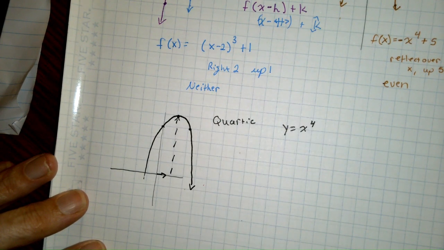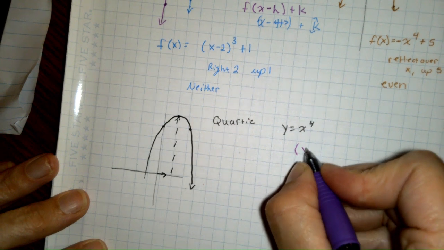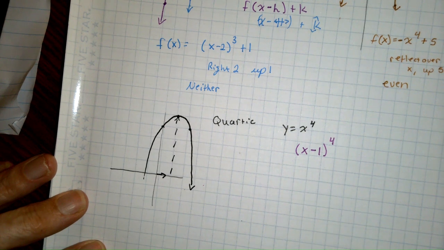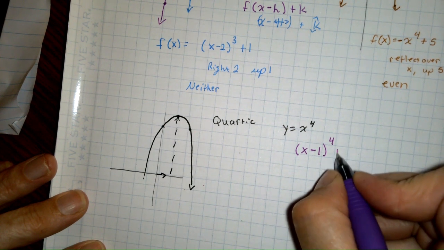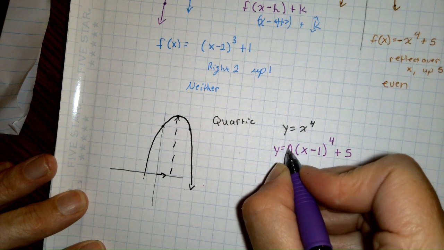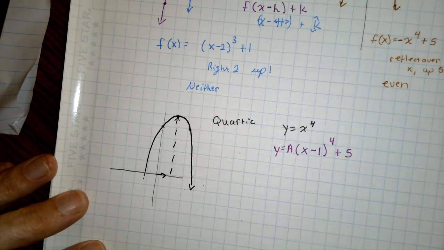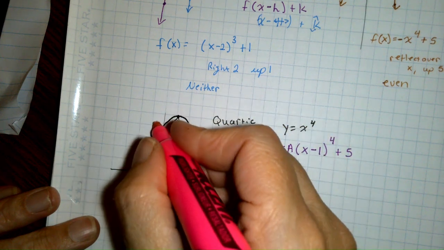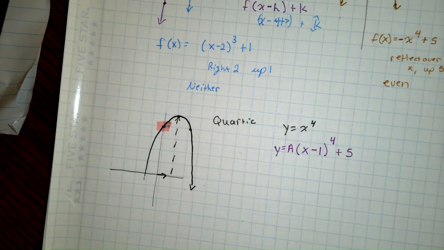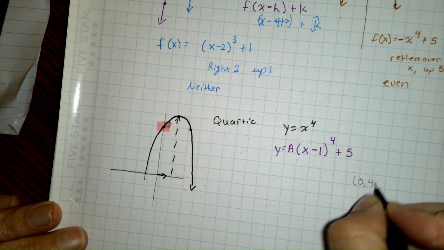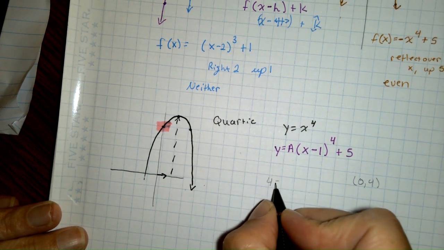So because of the right 1, we're going to have x minus 1. We have to keep the fourth power because that's what gives us the shape. And then we had that up 5. But there could have been an a value. So that's where a second ordered pair comes in. I'm going to use that one, 0, 4. So 4 for the y.